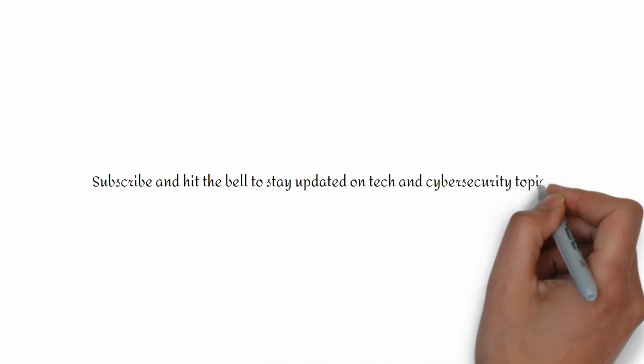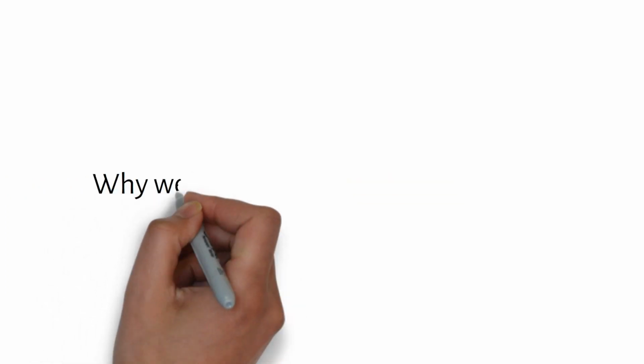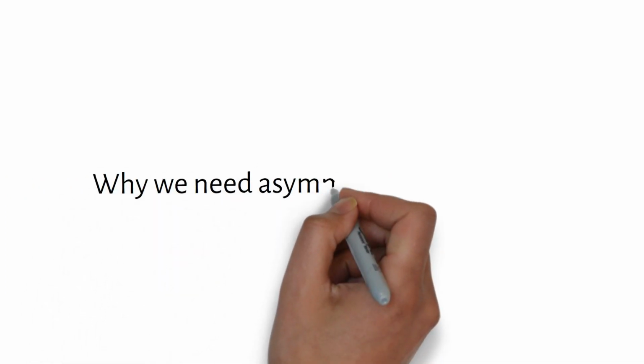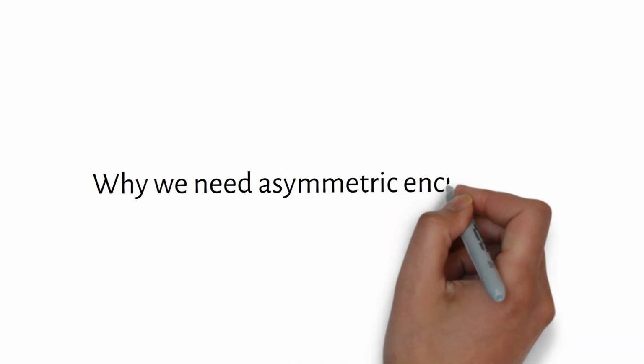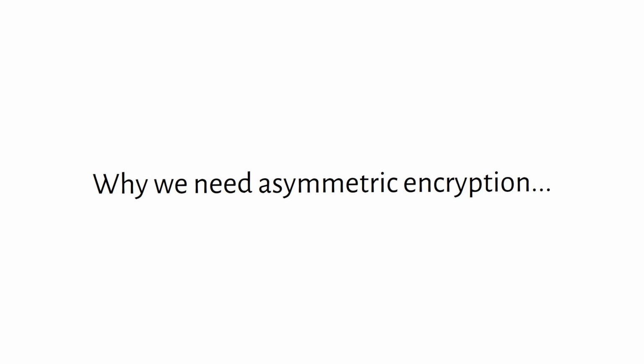So let's dive into the basics of RSA encryption. To understand RSA, let's start with the basics of encryption. Encryption is the process of turning plain text into scrambled text, making it more secure from prying eyes. Traditionally, we use symmetric key encryption, where the same key is used for both encryption and decryption.